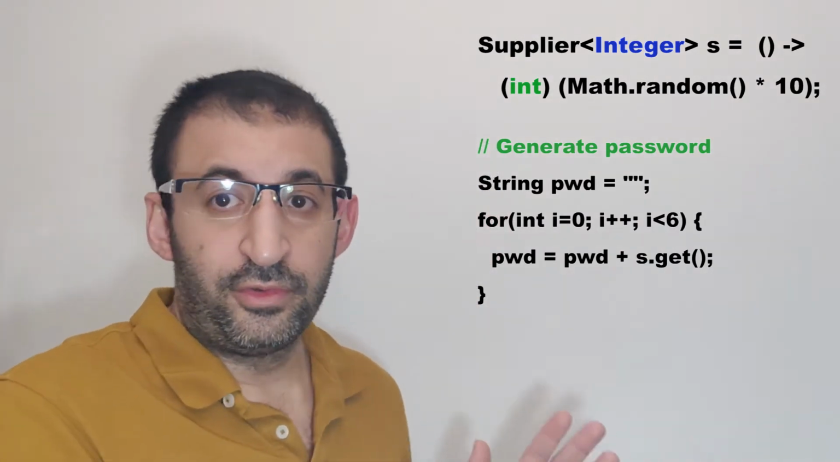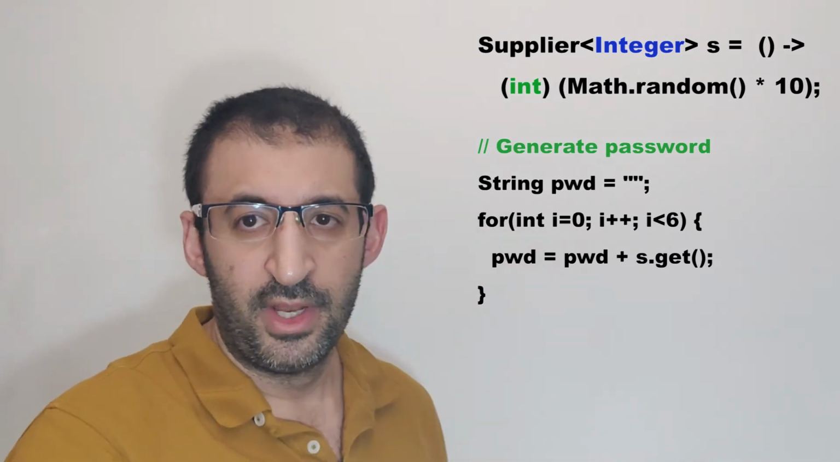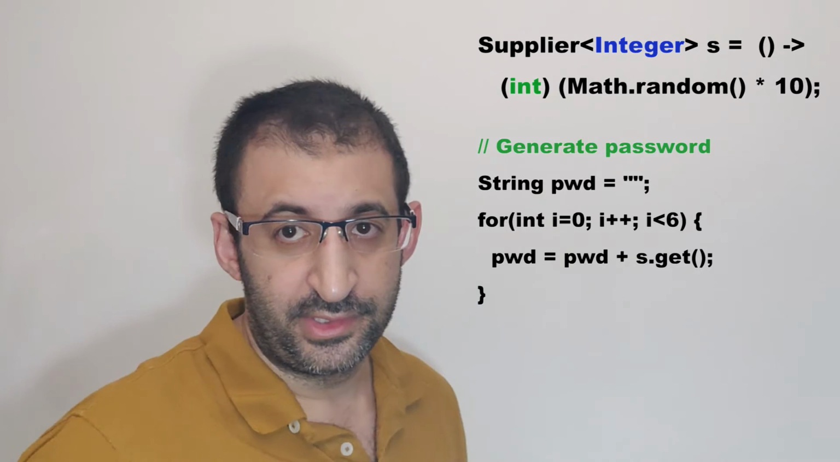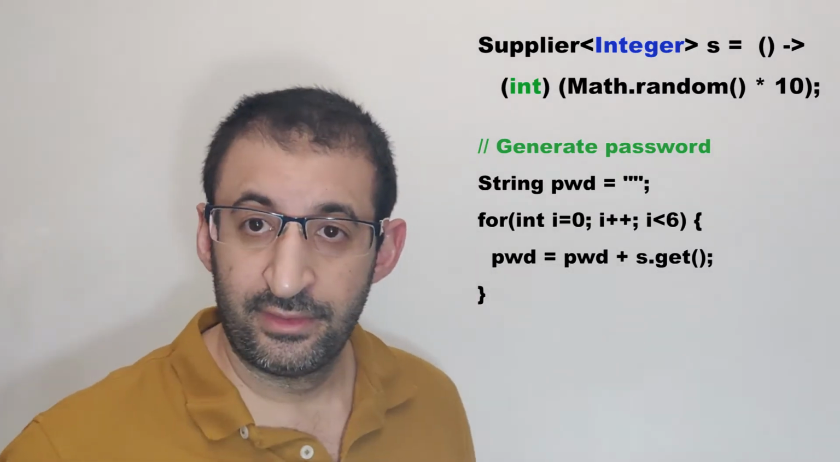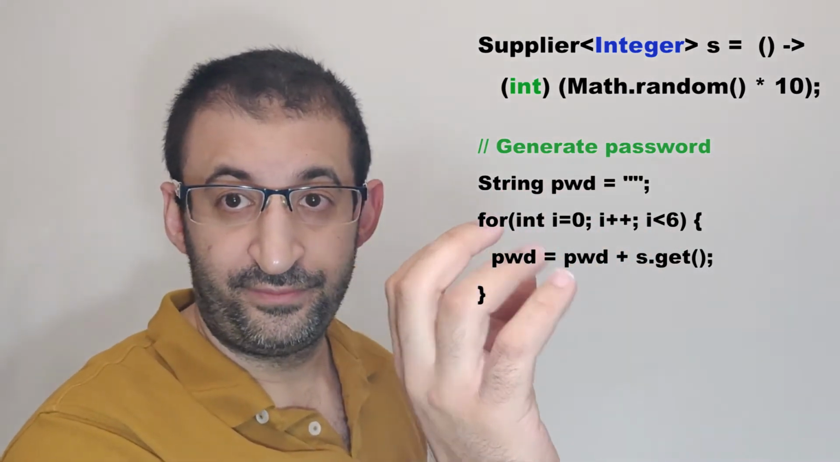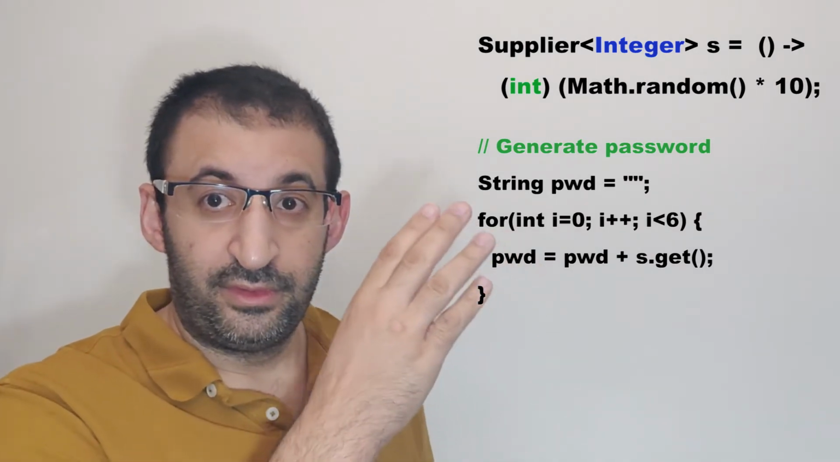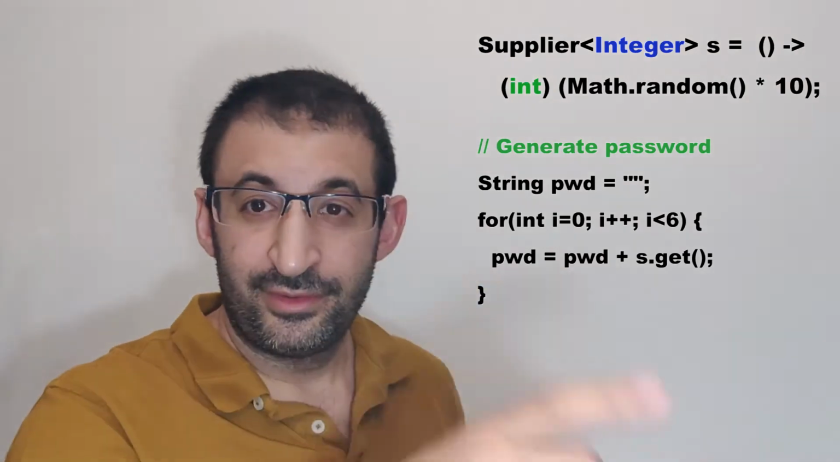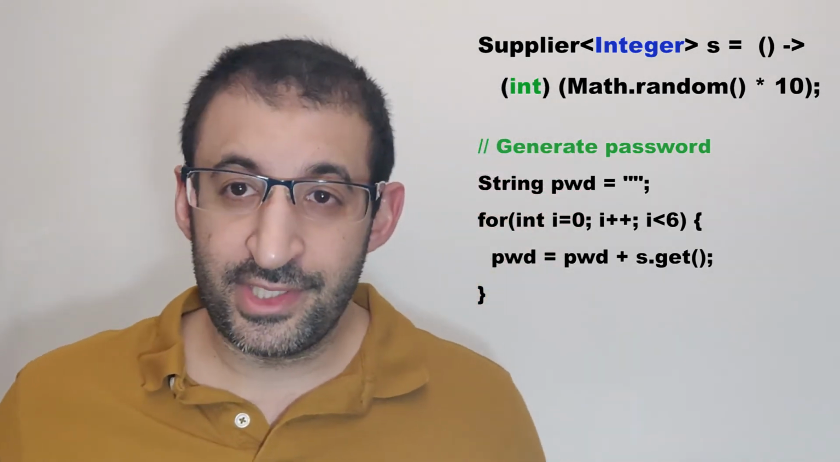After this, if I want to create a password of 6 digits, I do a for loop. String password equals empty string. For i start with 0, i less than 6, i plus plus, password equals password plus s.get. Here there is a problem. Of course, there is a problem. The return type is Integer, and I have the cast to int, as you can see. It is a primitive type. Post multiplication. So here I have a lot of autoboxing. A lot of. Can we change this? Can we remove this? Yes, we can. We can use primitive type for Supplier.